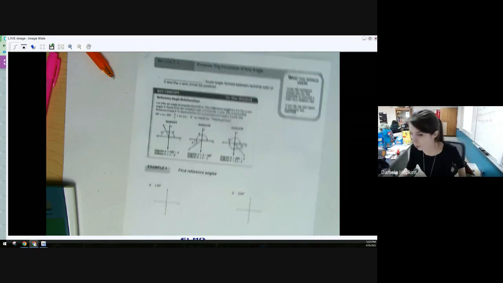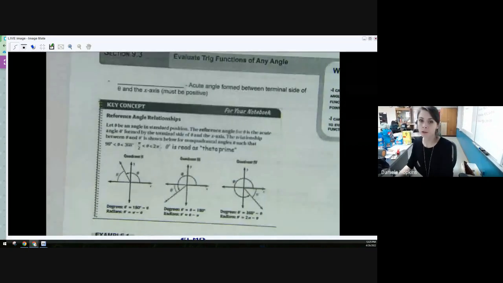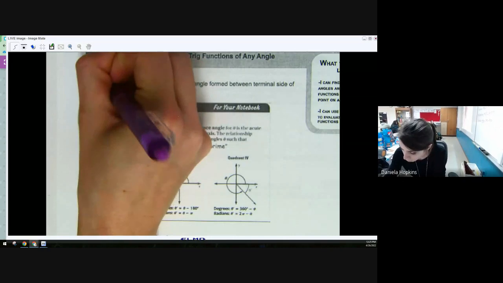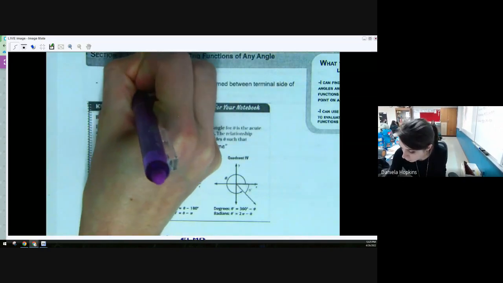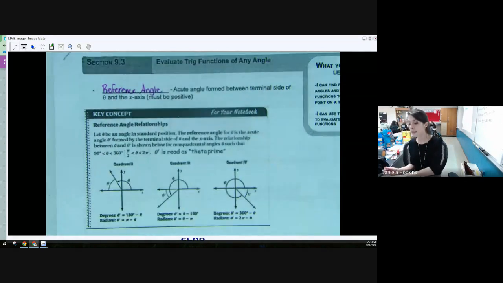So let's start by talking about reference angles. I know yesterday we talked about coterminal angles, which are those angles that end in the same position, but with multiple rotations or going the other direction. So today we have a different kind of angle, and that's a reference angle. A reference angle is an acute angle that's formed between the terminal side of theta, which is our angle, and the x-axis. So it must be positive.